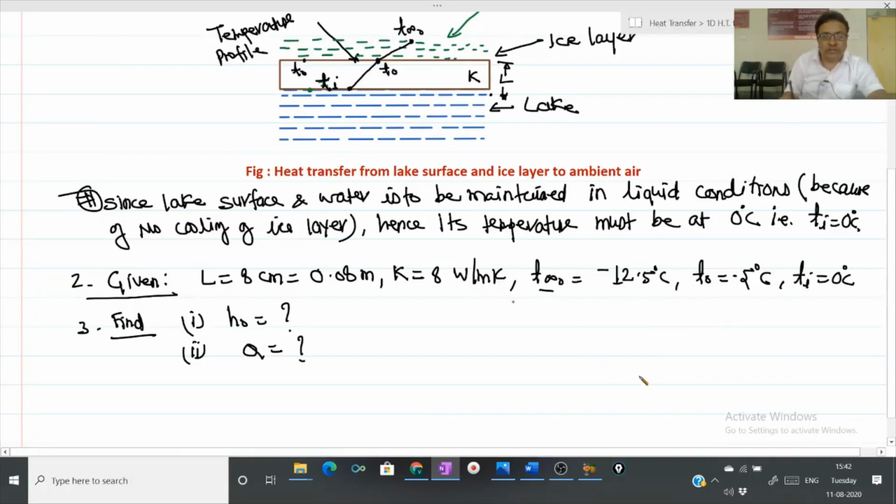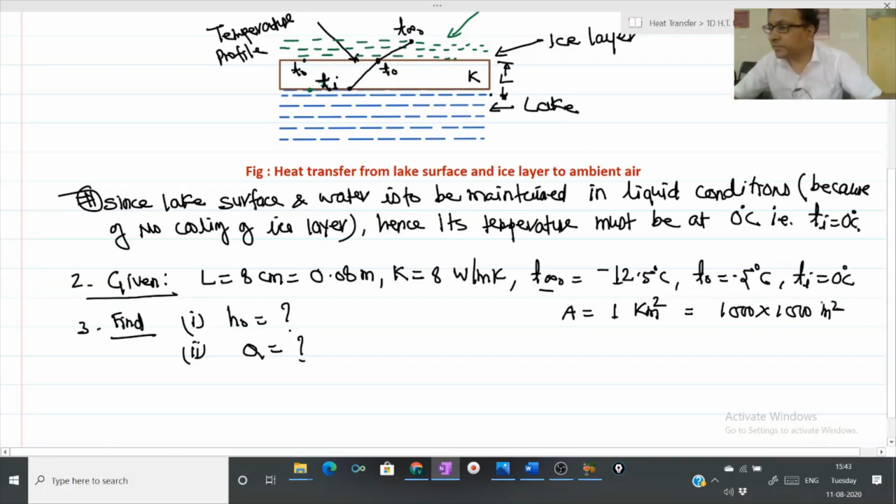So area is given as 1 square kilometer, that is 1000 into 1000 meter square. Correct.